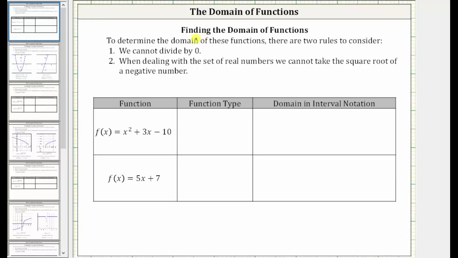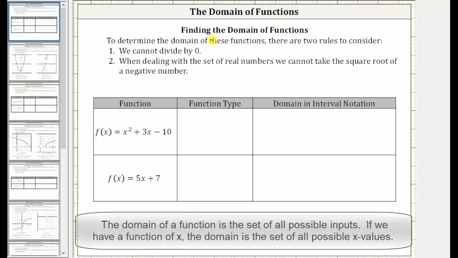In this video, we will be naming and determining the domain of various functions. The domain of a function is a set of all possible inputs, or if we have a function of x, we can say the domain is a set of all possible x values. To determine the domain, there are two rules to consider. Number one, we cannot divide by 0, and number two, when dealing with the set of real numbers, we cannot take the square root of a negative number.